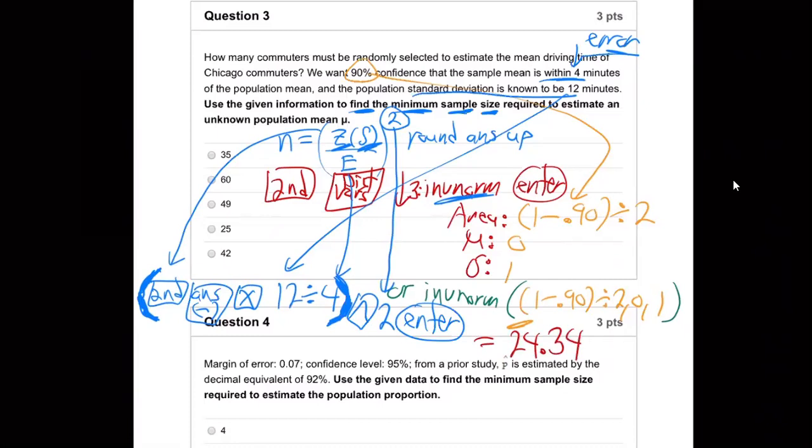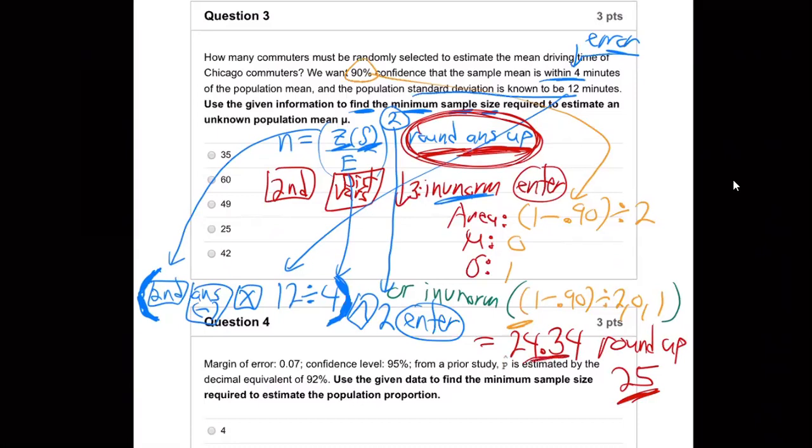And what are we supposed to do? Did you notice these words from the exam 3 notes? Round up. So it goes to 25. You might say, no, but 24.3, that rounds to 24. No, remember, it's round up. It's not round off. It's not round to the closest. It's round up. Why? Because more people in your sample always produces more accuracy.